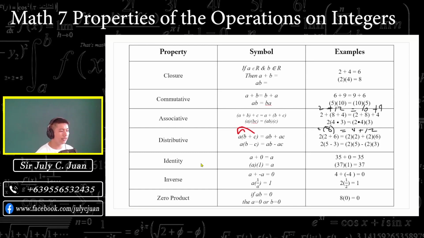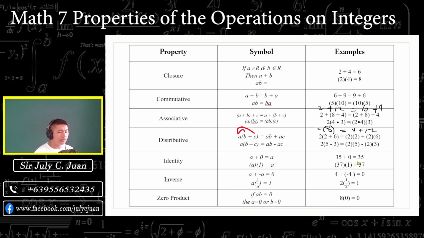Next is yung tinatawag nating identity property. This states that if you're going to add any number to 0, the result is that number. If you're going to multiply any number by 1, the result is that number. Kaya nga identity, from the word identity, yung sarili niya ang maiiwan. 0 is what we call now the additive identity, while 1 is being called the multiplicative identity.